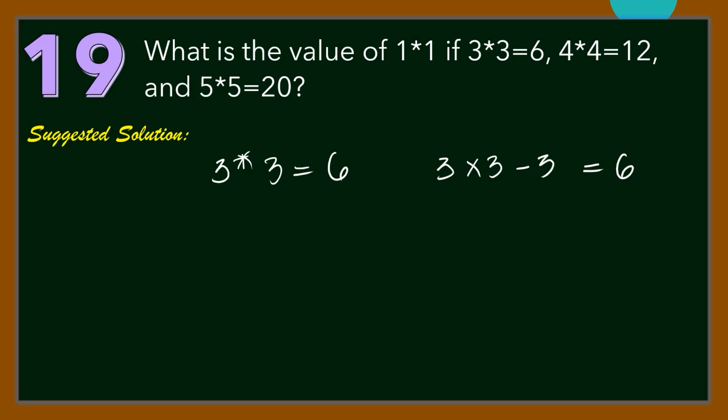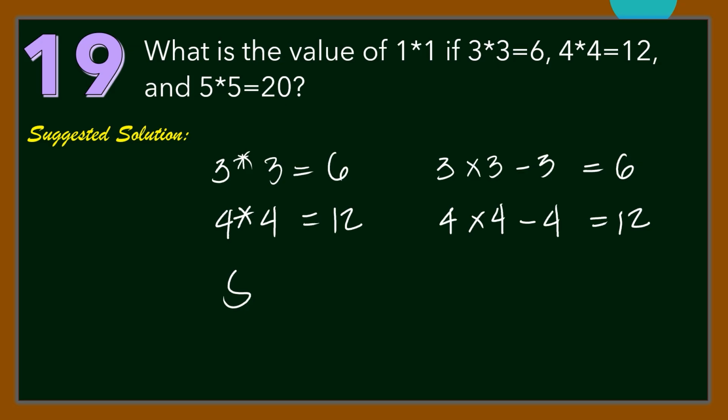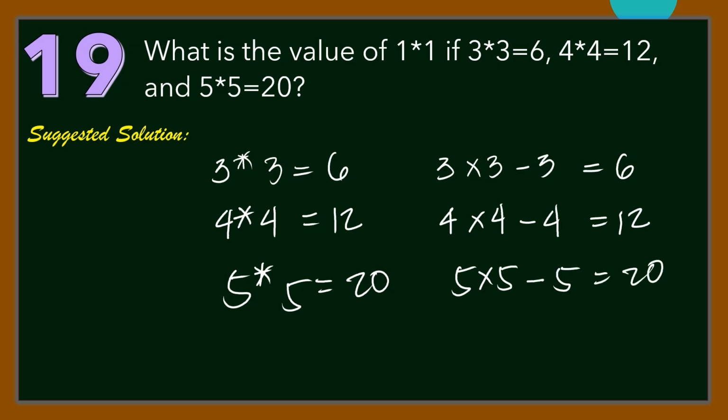Let us see if it holds true with 4 asterisk 4 is equal to 12. So 4 times 4 is 16, minus 4 is equal to 12. Let us check once more with 5 asterisk 5. Is it equal to 20? 5 times 5 is 25 minus 5, that is equal to 20. Hence, we have the pattern. So 1 asterisk 1 must be equal to 1 times 1 minus 1, and this is equal to 0.